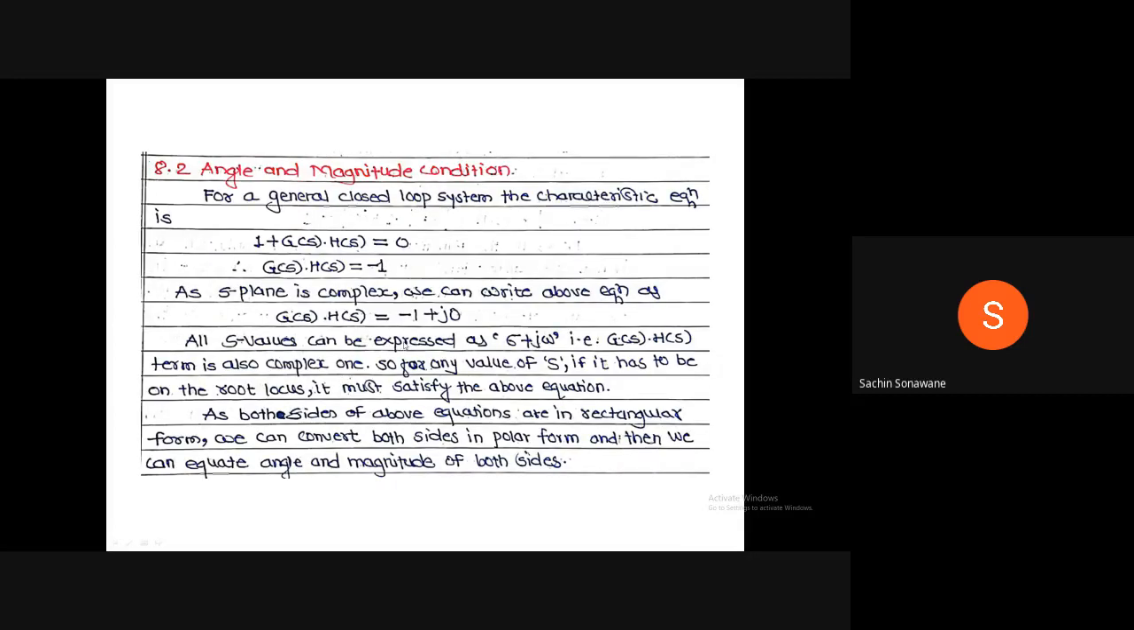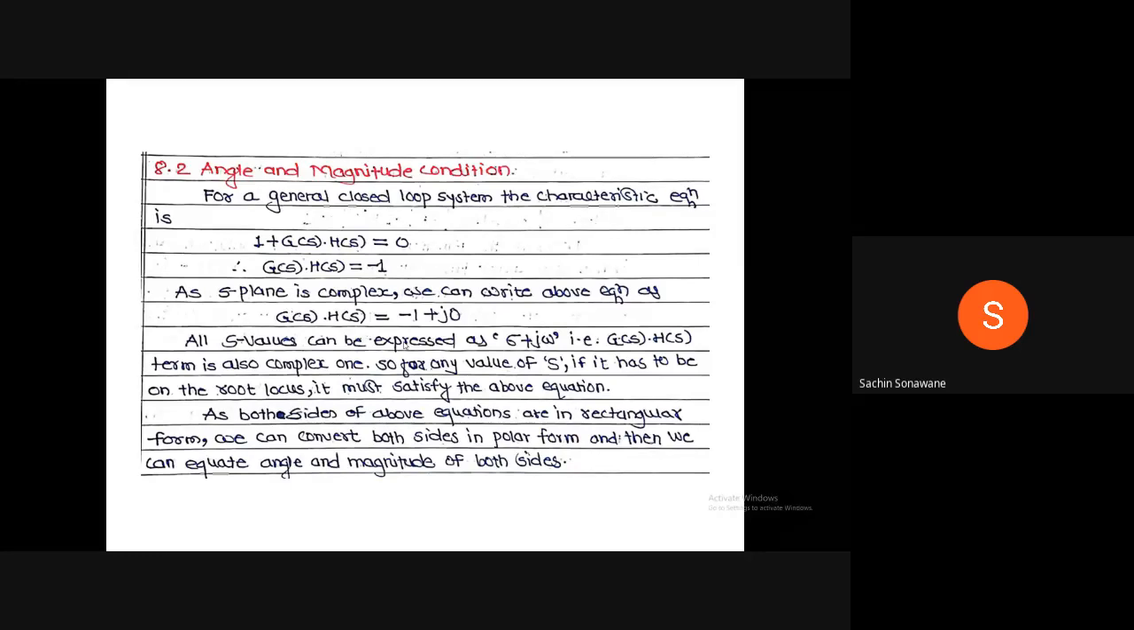Now, angle condition and magnitude condition. What is meant by angle condition and magnitude condition? For a general closed loop system, the characteristic equation is 1 + G(s)H(s) = 0. Therefore, G(s)H(s) = -1. As the S-plane is complex, we can write the above equation as G(s)H(s) = -1 + j0. All s values can be expressed as sigma + j omega, that is, the G(s)H(s) term is also complex.